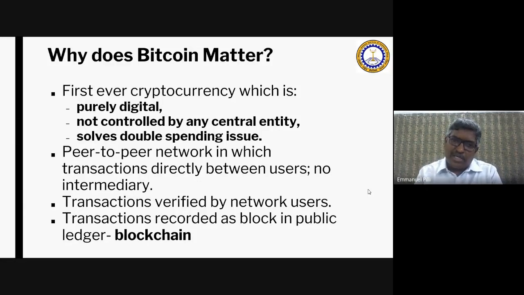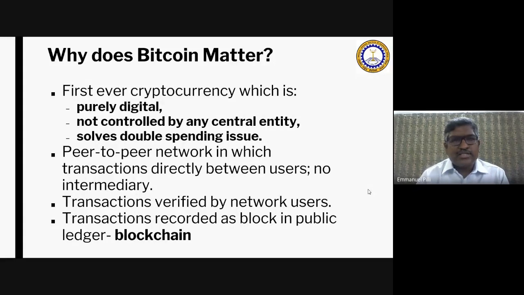So it also solves the double spending issue. I have money, I cannot pay two people at the same time. I cannot bluff it because it is not possible to do double spending. Double spending is when I try to make payments to two people at the same time and then try to get away with it, but it is not possible. Only one transaction will get accepted and one will not. So it's basically a peer-to-peer network.